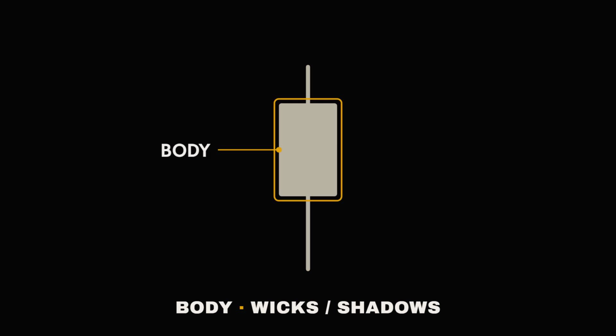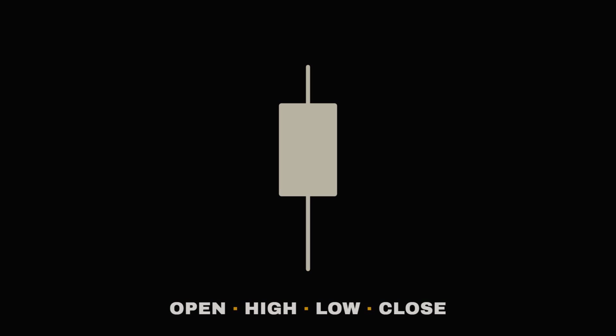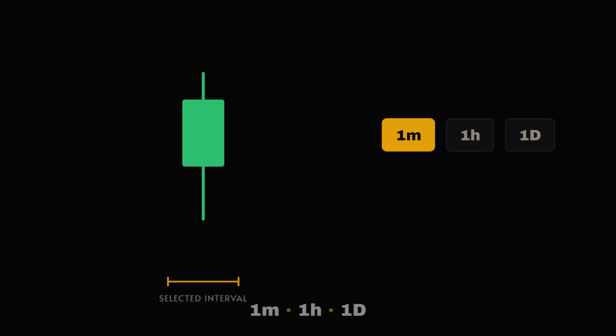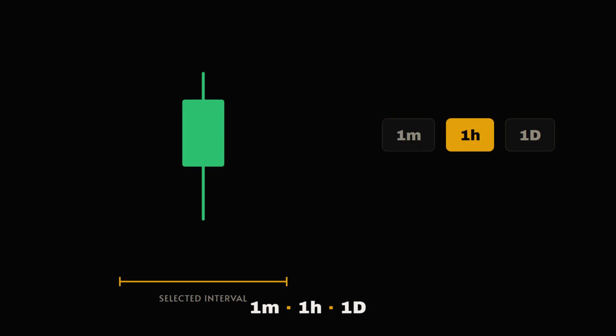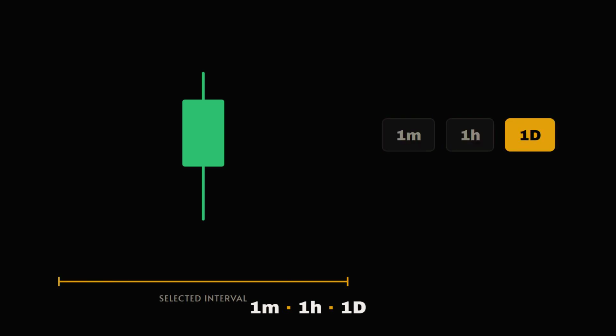Rectangle is the body, the thin lines are wicks, also called shadows. Together they store 4 prices: open, high, low, and close. Those are the only price fields. But those prices belong to one chosen interval, 1 minute, 1 hour, 1 day, whatever you selected before feeling confident.